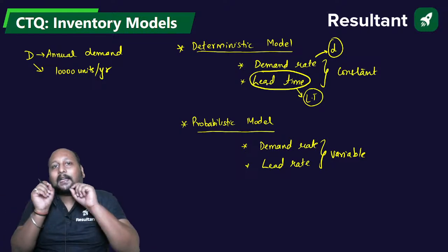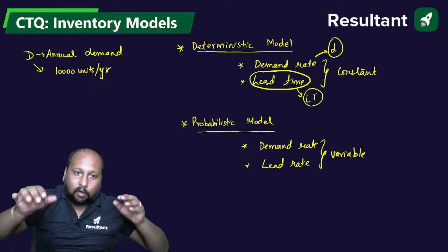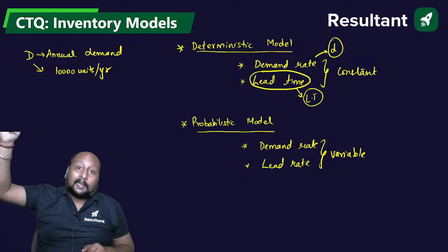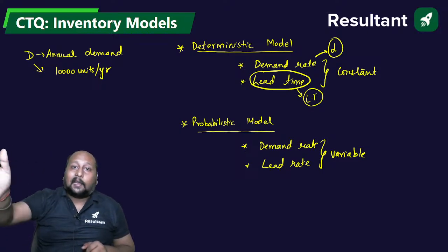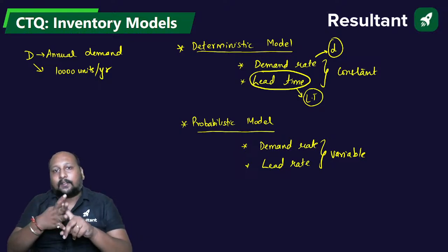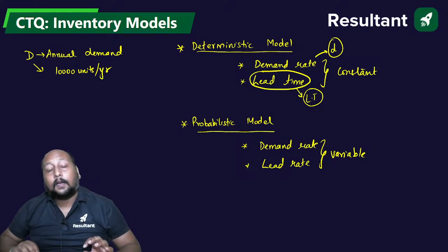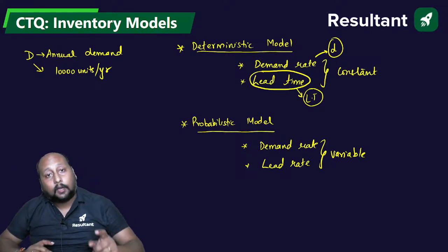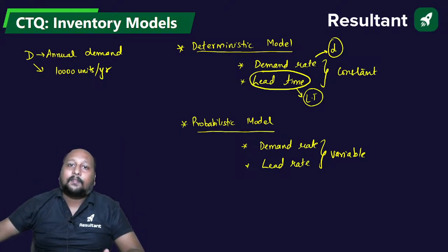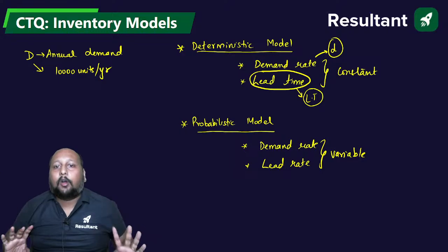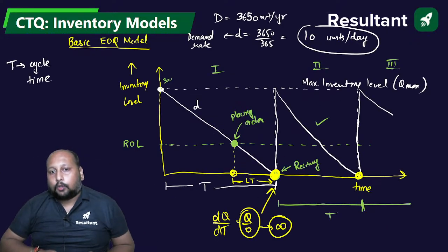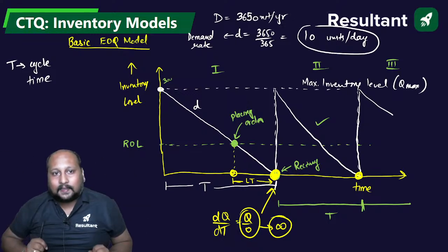That means it is that time duration. Let us suppose you place the order on Tuesday morning 9 a.m. and you get the order on Friday 9 a.m. That means Tuesday, Wednesday, Thursday, Friday, 4 days will be considered as your lead time. That means the time duration between the day on which you place the order and the day you receive the order is called the lead time. Clear? So now we have understood the entire logic behind the basic EOQ model.